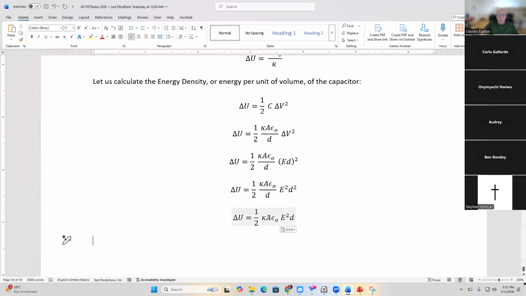And now I want you to pay attention here to this term, right? Let me keep this A here, and let's go to the next step. I'm just going to commute this A with the other parameters. I'm going to put it next to D. Why am I doing that? Because A times D is my volume. See that? Okay.